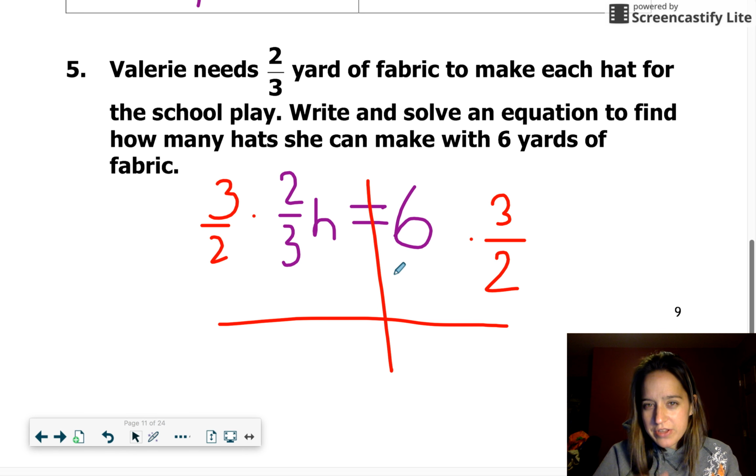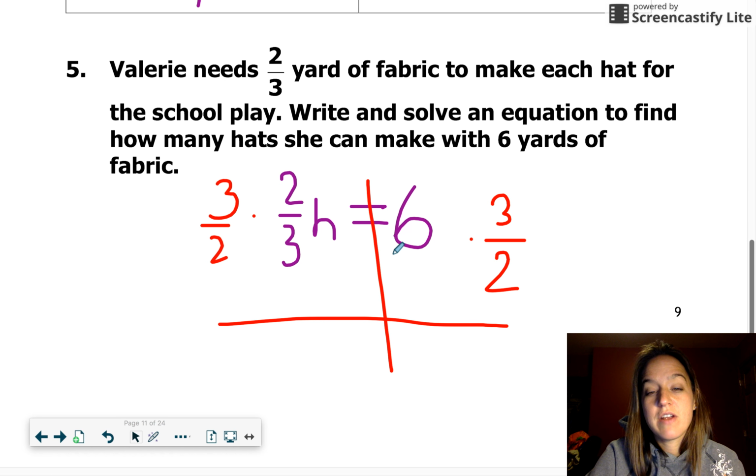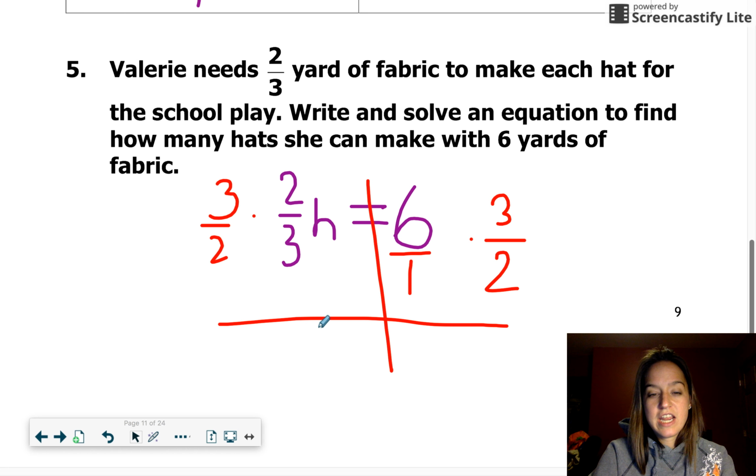And if you recall in that last problem, I said you can't multiply a whole number. You can't multiply a mixed number. All mixed numbers have to change to improper fractions, and all whole numbers have to change to fractions. So I actually put this over 1 because I can't do that. So this side cancels out, and I actually get H.